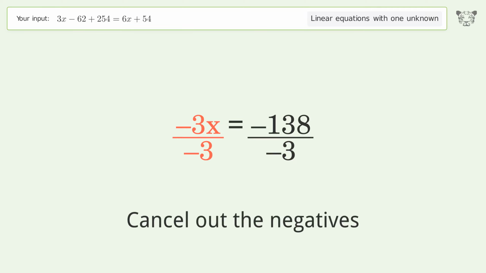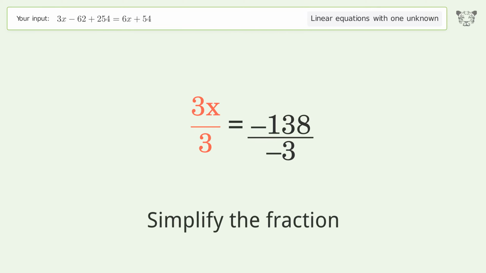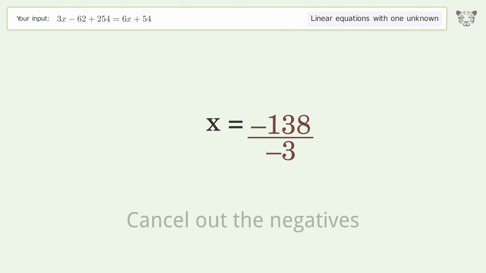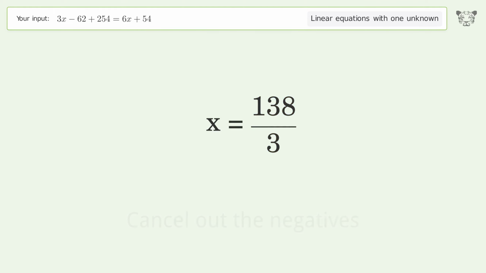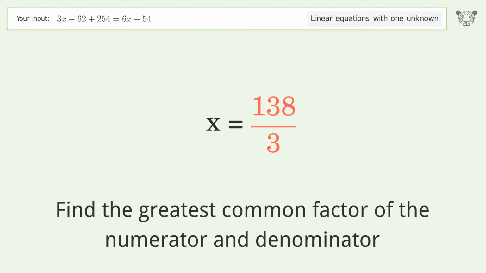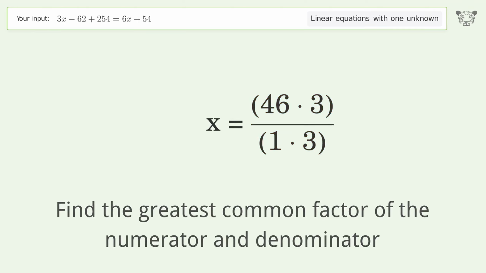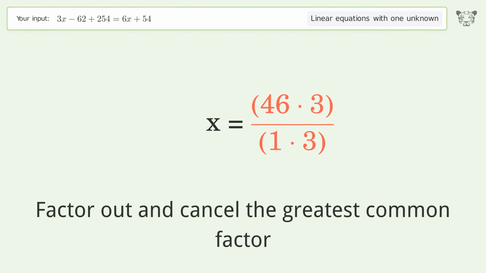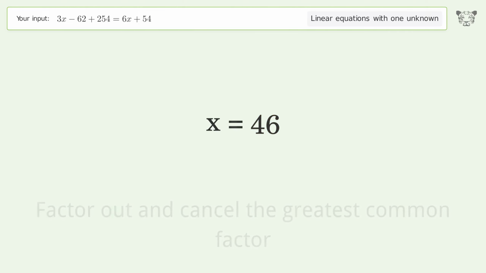Cancel out the negatives. Simplify the fraction. Cancel out the negatives. Find the greatest common factor of the numerator and denominator. Factor out and cancel the greatest common factor. And so the final result is x equals 46.